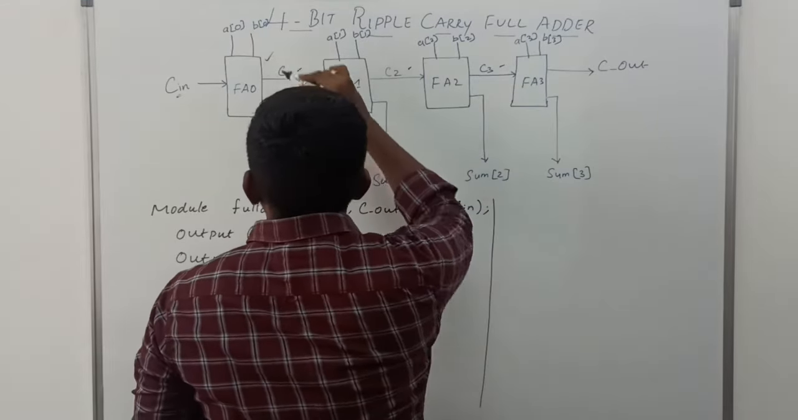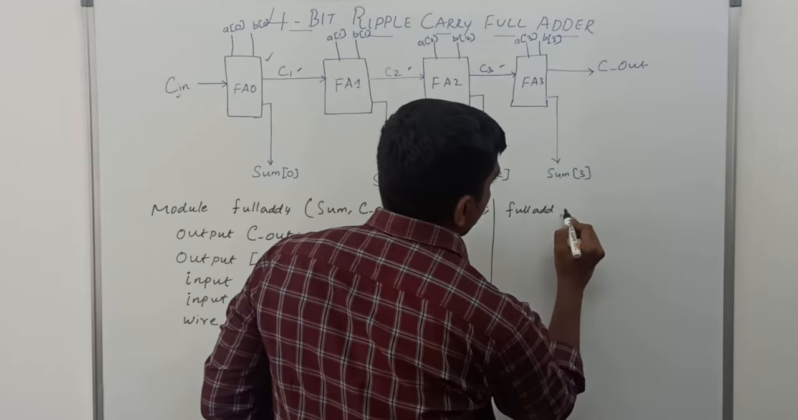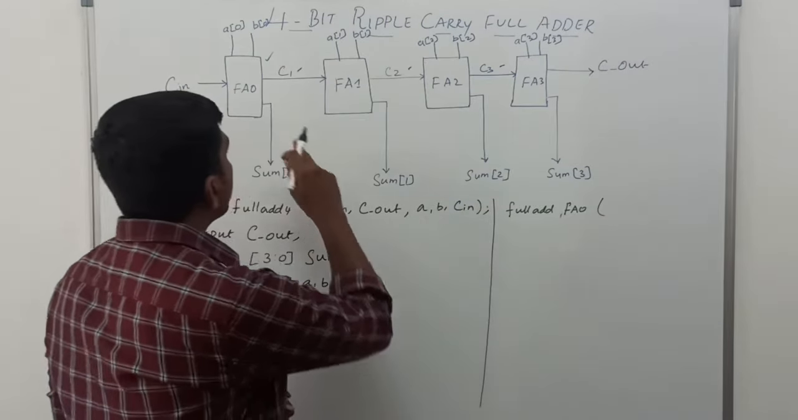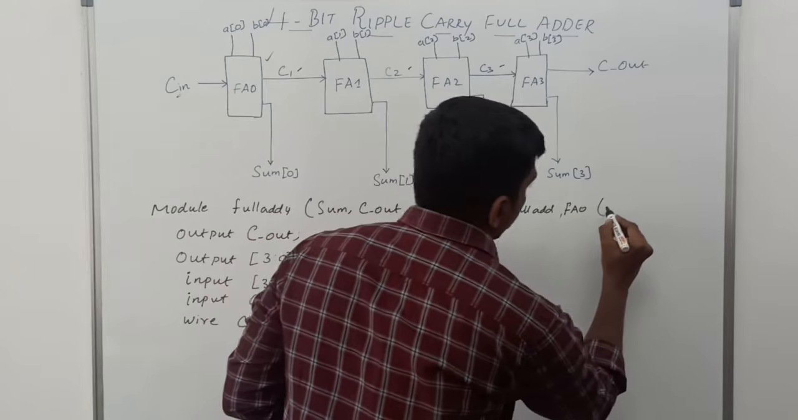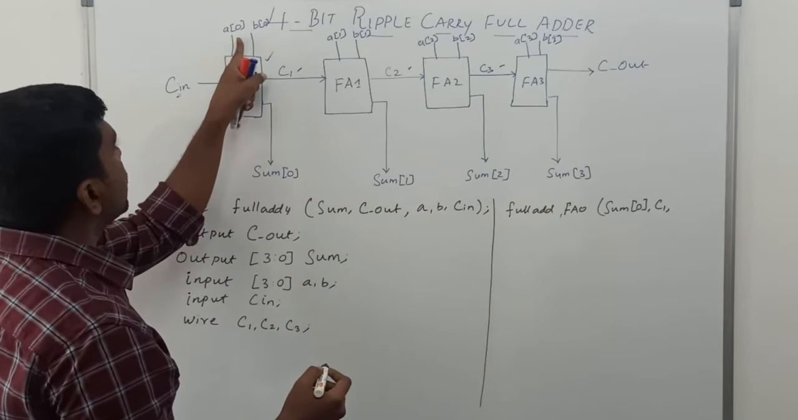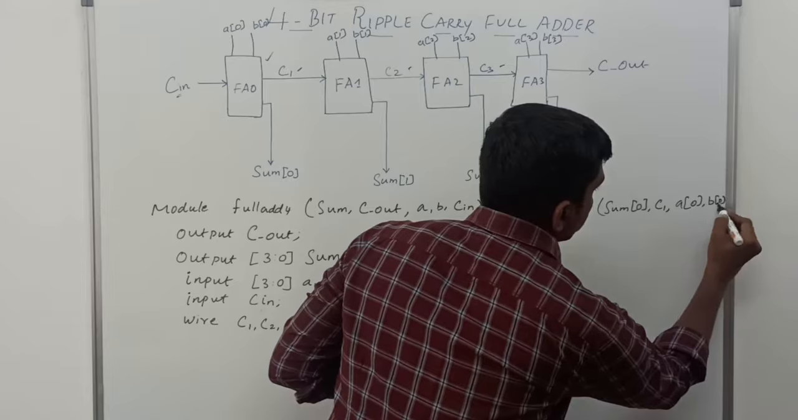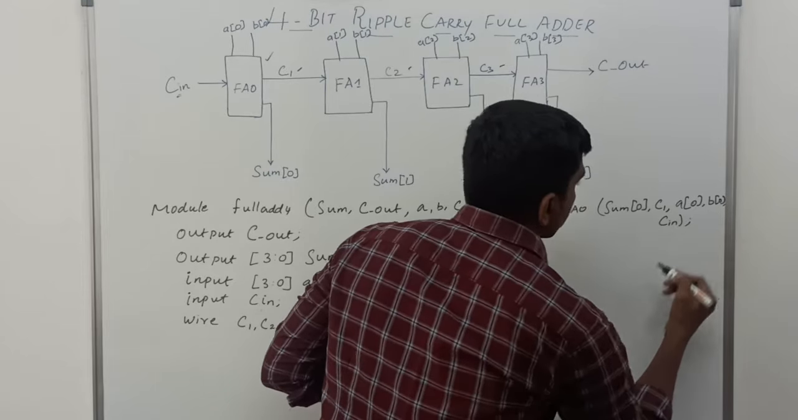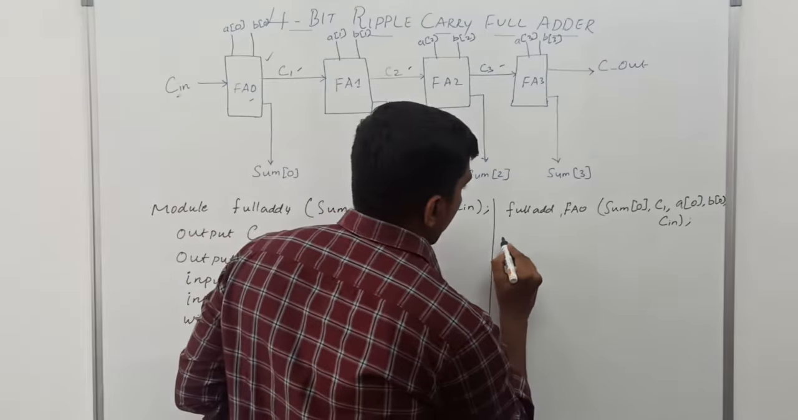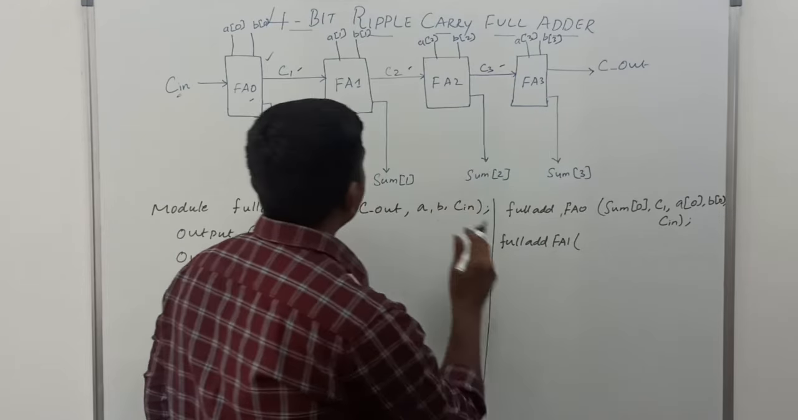First you take full adder, FA0. FA0 is the name of the block. The outputs of FA0 are sum of 0 and C1. The input signals are A of 0, B of 0, Cin. So this first block is over. Then we go for the second block, full adder FA1. FA1 is the name of the block.